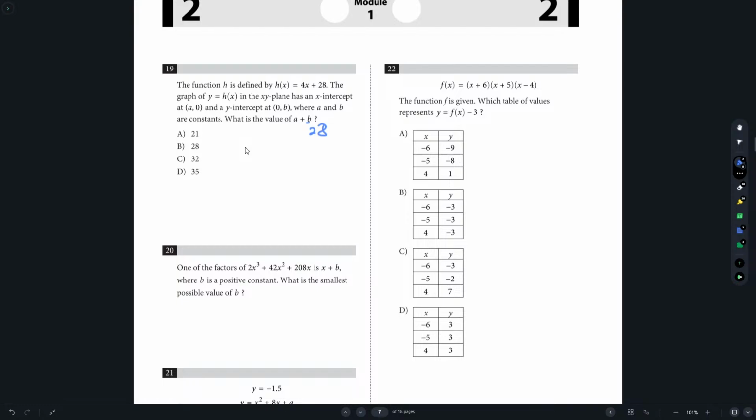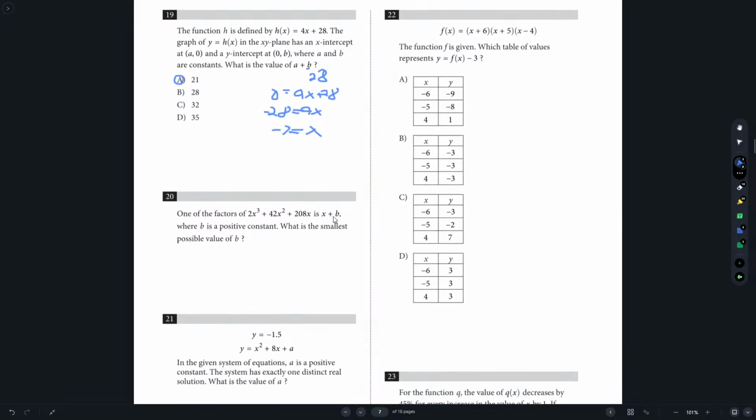The x-intercept is when the y is 0. So when h of x is 0. So we have 0 is equal to 4x plus 28. We move the 28 to the other side, we get negative 28 is equal to 4x. Divide by 4, and we get negative 7. So A is the correct answer after we add negative 7 and 28.